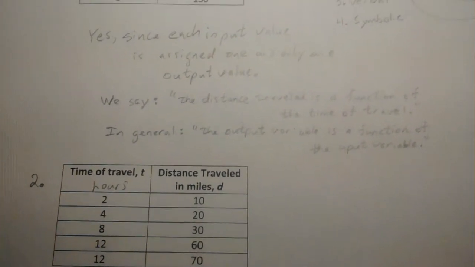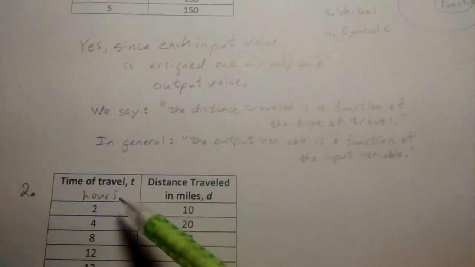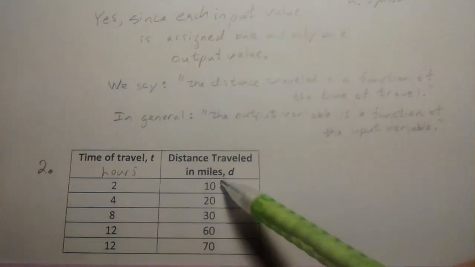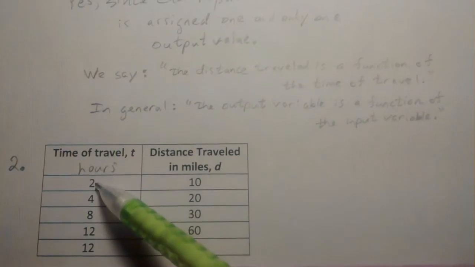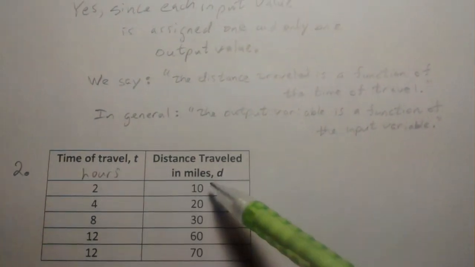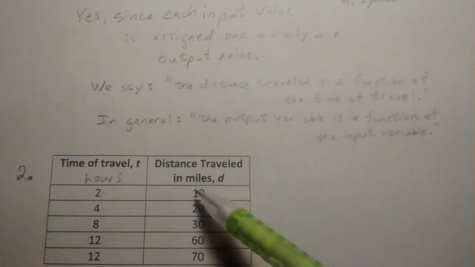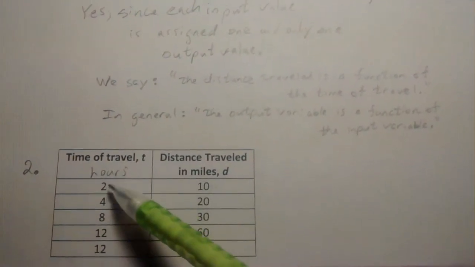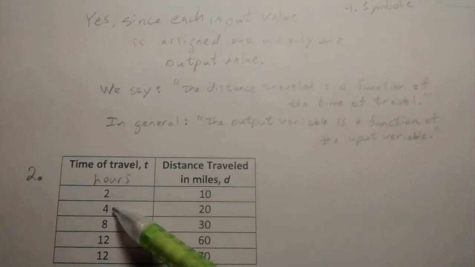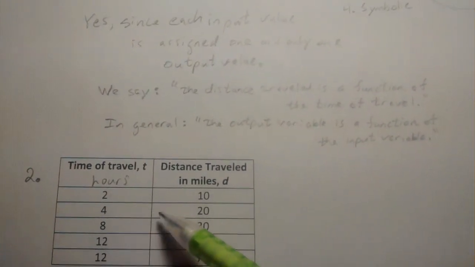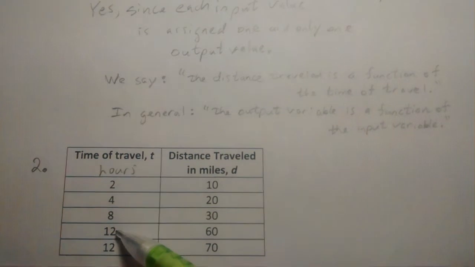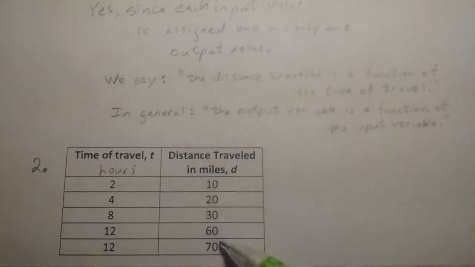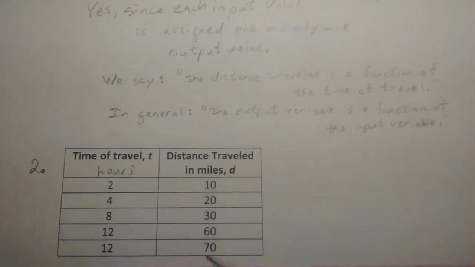So the idea is that in order for this to be a function, each input value must be assigned to one and only one output value. While here, 2 is, that input value is assigned to one output value, 10. It's not like 2 is assigned to another value somewhere else on the table. And if you go through this, you'll see that each of these are assigned to one and only one, except for this one. Look at 12. 12 is assigned to 60, and 12 is assigned to 70. So here's our violation of our definition here.